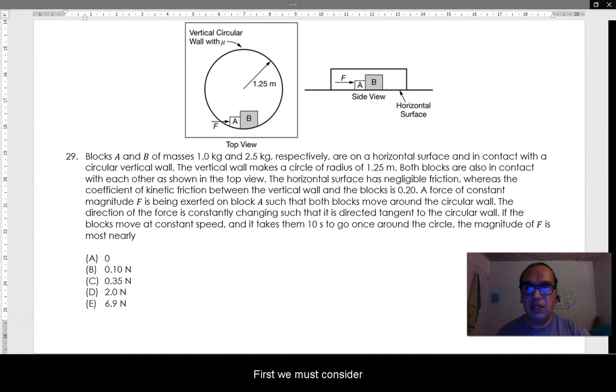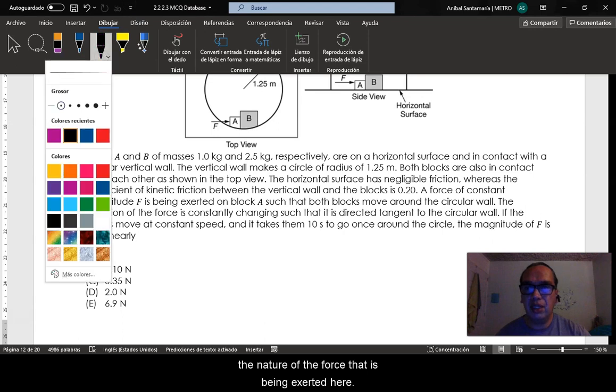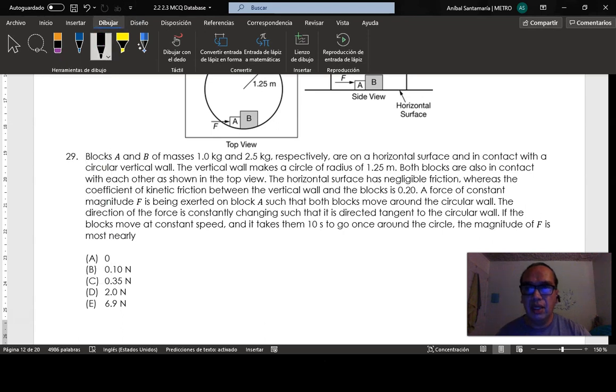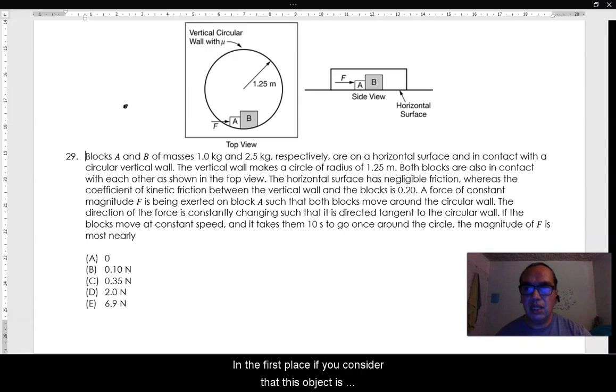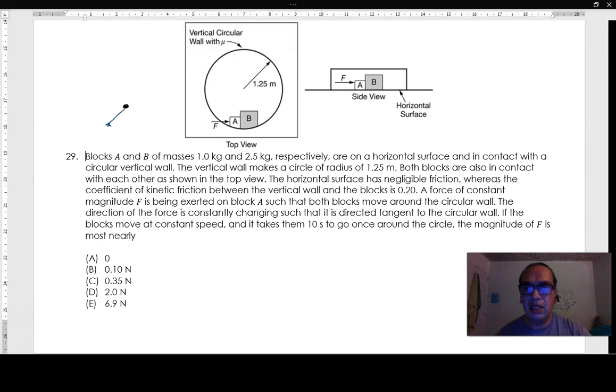First, we must consider the nature of the force that is being exerted here. In the first place, if you consider that this object is moving with constant speed, then we must acknowledge that instantaneously the applied force F and the friction force must be canceling each other out, because if it were otherwise, you would have a tangential acceleration and the object wouldn't have a constant speed.